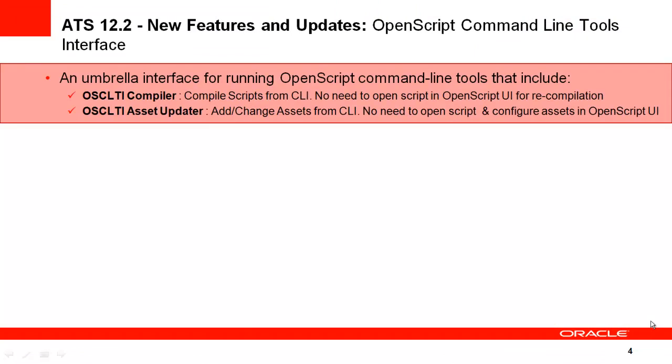The next feature we have for ATS 12.2 is the OpenScript Command Line Tools interface. This is an umbrella interface for running command line tools that includes OpenScript Command Line Compiler, which performs bulk script compilation, and OpenScript Command Line Asset Updater, which configures script assets for multiple scripts as a background operation. For both tools, you can run them from the command line, and you do not need to launch scripts in the OpenScript Graphical User Interface.